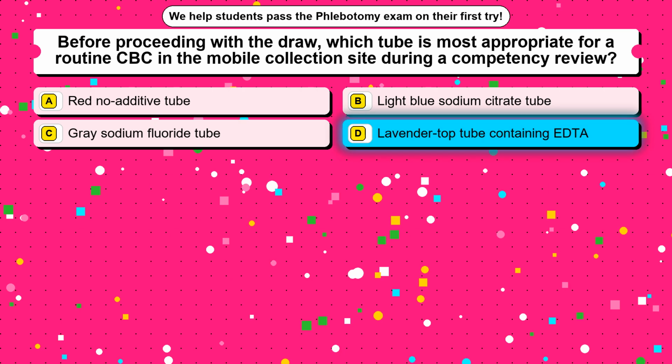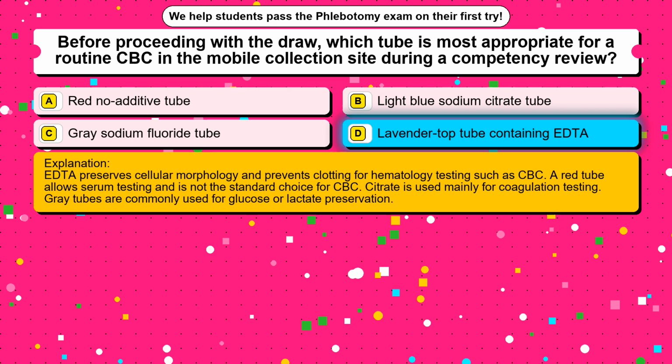The correct answer is option D, lavender top tube containing EDTA. EDTA preserves cellular morphology and prevents clotting for hematology testing such as CBC. A red tube allows serum testing and is not the standard choice for CBC. Citrate is used mainly for coagulation testing. Gray tubes are commonly used for glucose or lactate preservation.